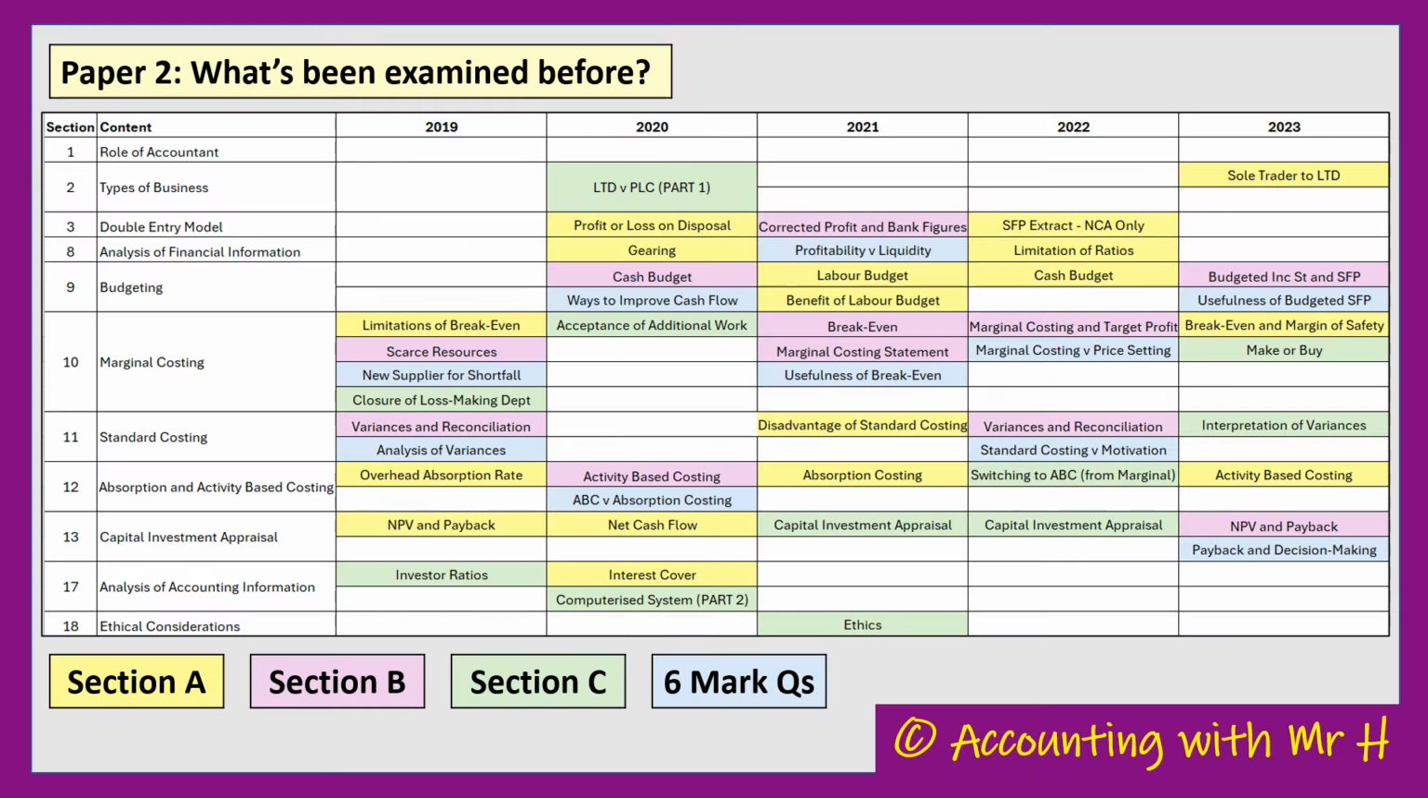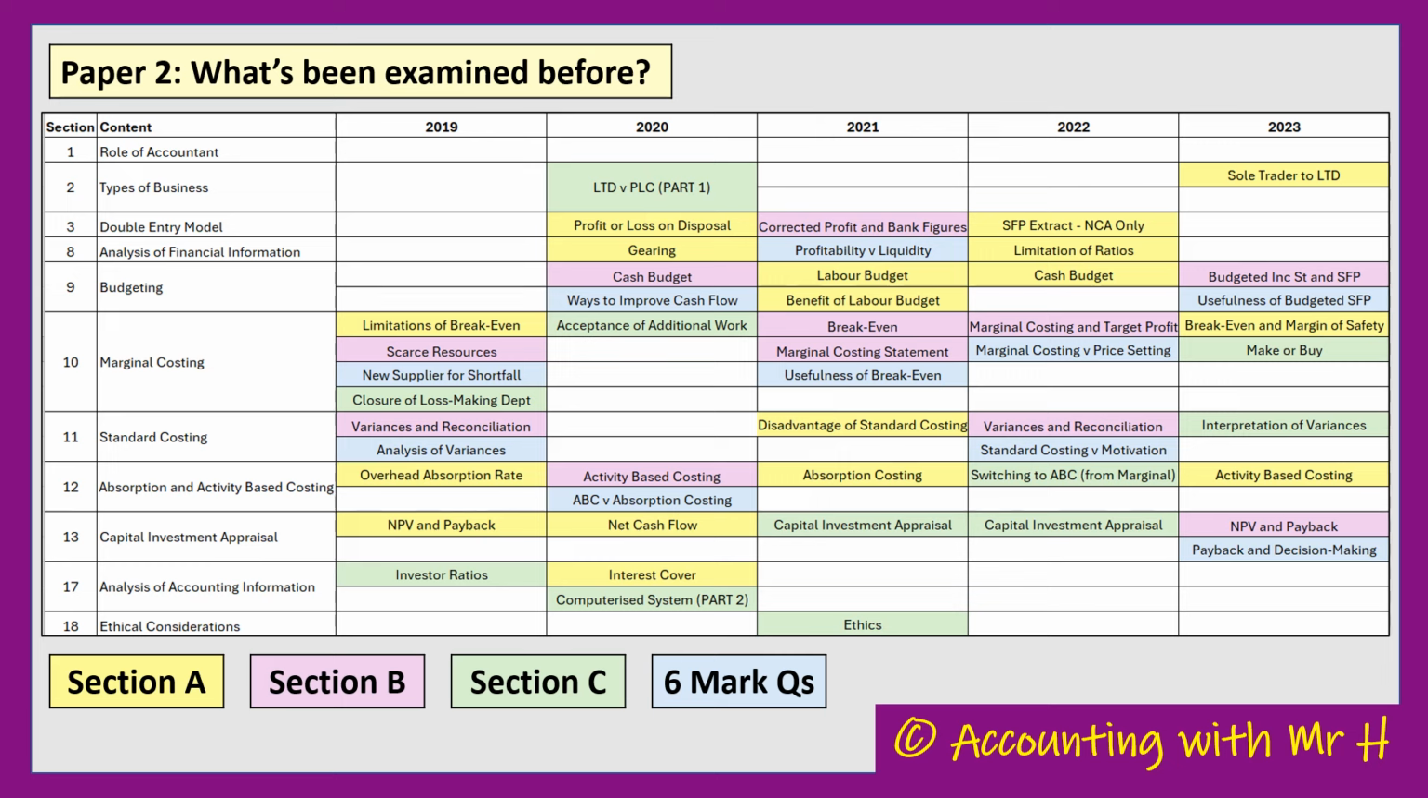Right then, here we go. So here is the tracker that I've put together for paper 2 so we can see what has come up before and where it's been tested before. The yellow boxes are section A, so remember these are the shorter answer questions. They're often the 3-mark written one or the shorter answer calculate ones.